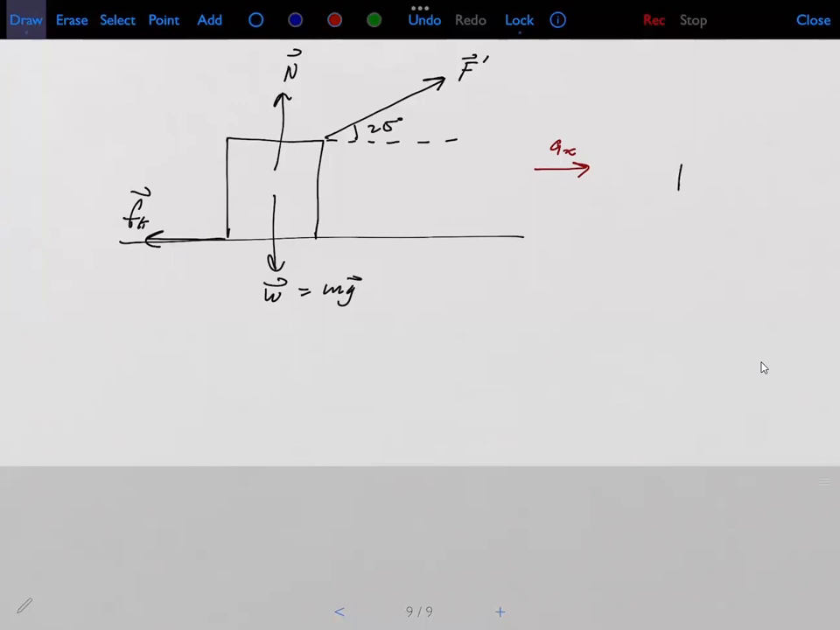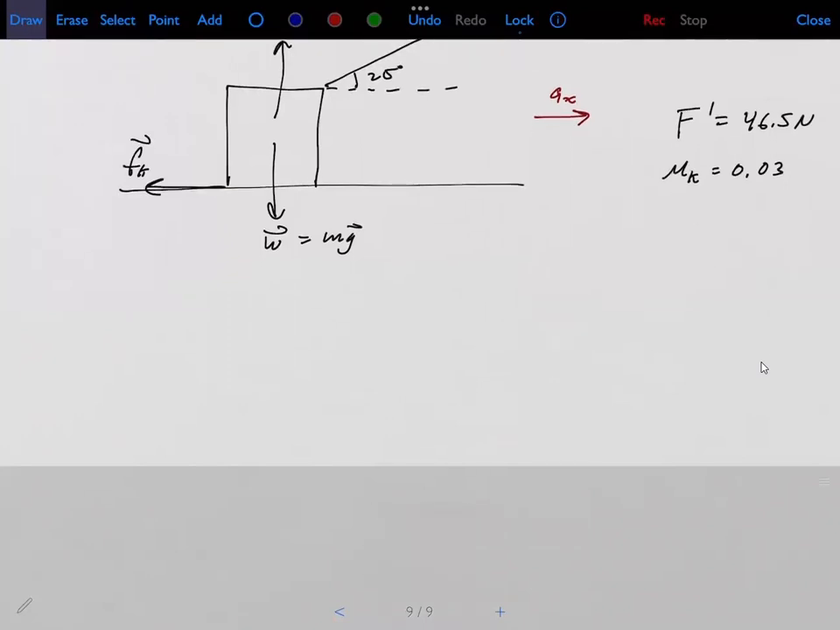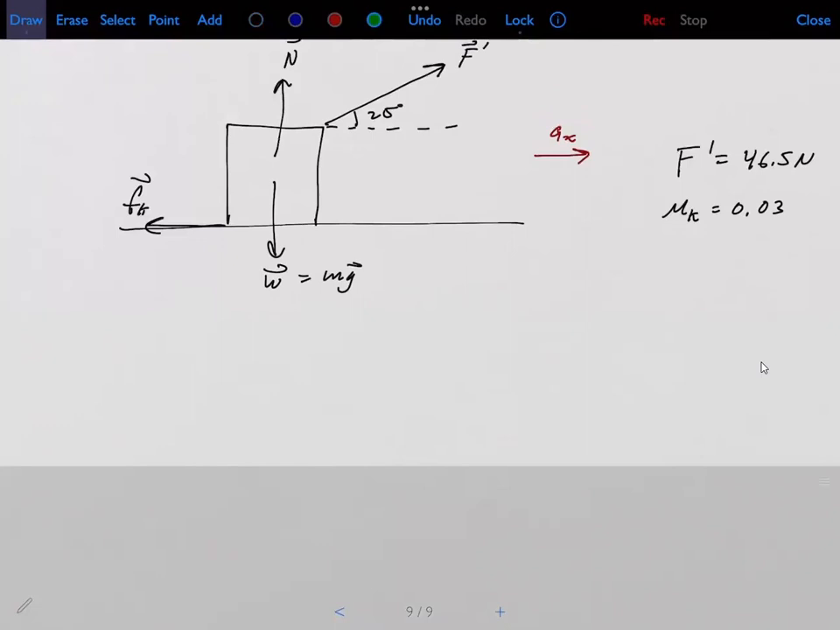Okay, so again, we know F prime, we know that magnitude now is 46.5. We know mu k, that was 0.03. And we're trying to figure out that acceleration. Okay, so I have to walk through this again, right? Let's look at the y direction first, again using our standard coordinate system.